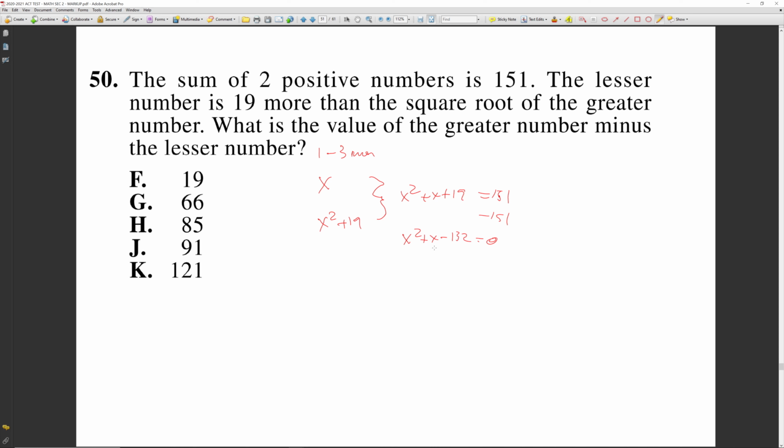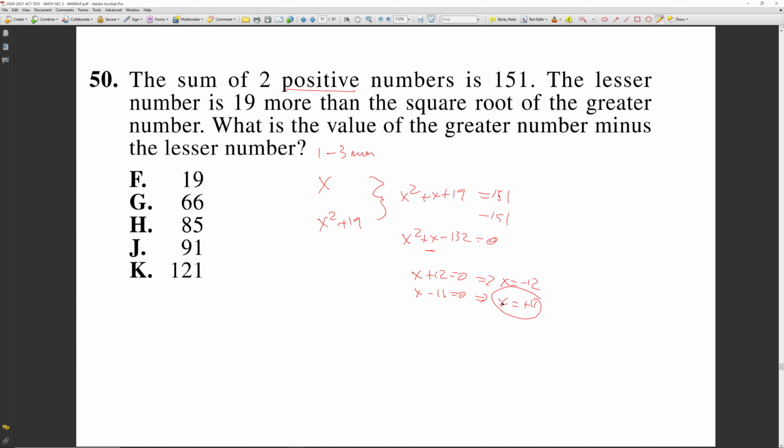The numbers that we know of to give me a positive x is x plus 12 is equal to 0 and x minus 11 is equal to 0. When you multiply these two together, you get 132. So when you do this, x is equal to minus 12, x is equal to plus 11. So you got to take the positive number because these are positive numbers.